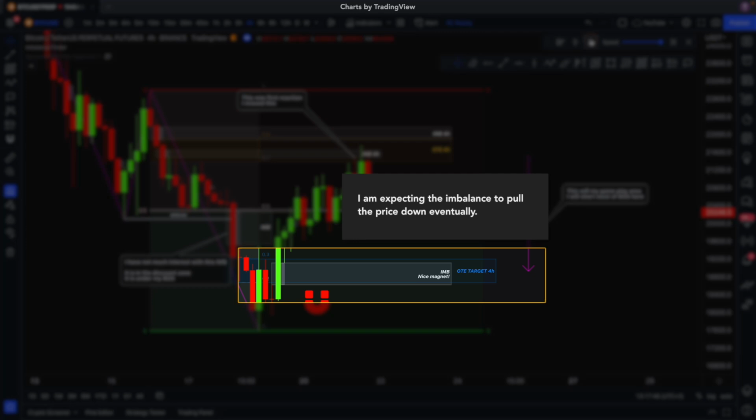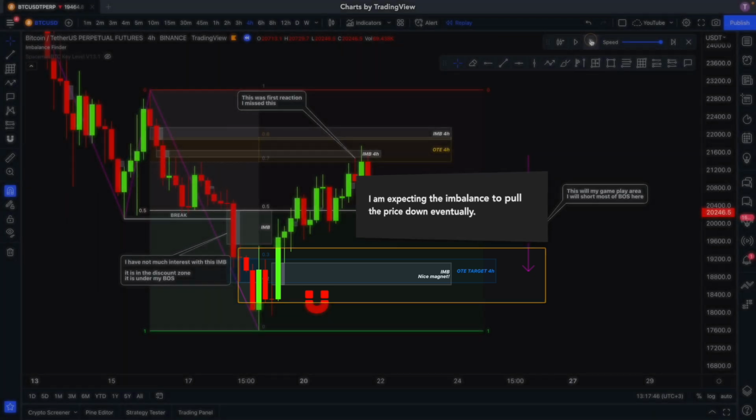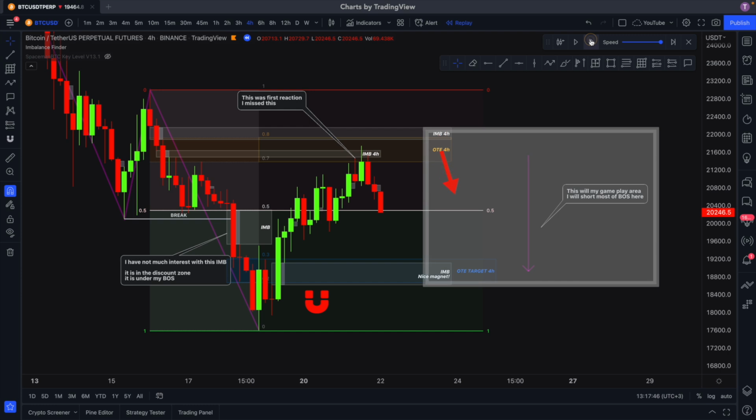However, I traded in low time frames. My idea was simple. I found my gameplay area. I was going to short most break of structures in the low time frames, from OTE to OTE, from imbalance to imbalance, from premium zone to discount zone.